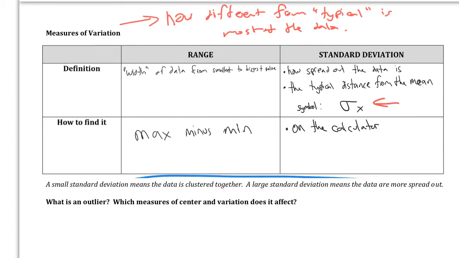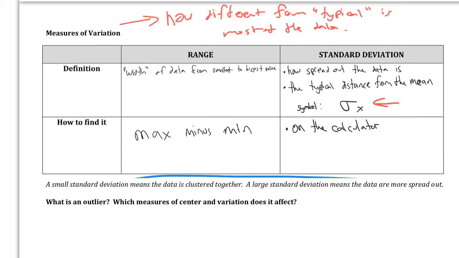Okay, so we have two measures of variation, range and standard deviation. Range is easy. You've heard of it before. It's the width of the data from smallest to biggest value. And how do you find it? You take the maximum and you subtract the minimum. Max minus min.